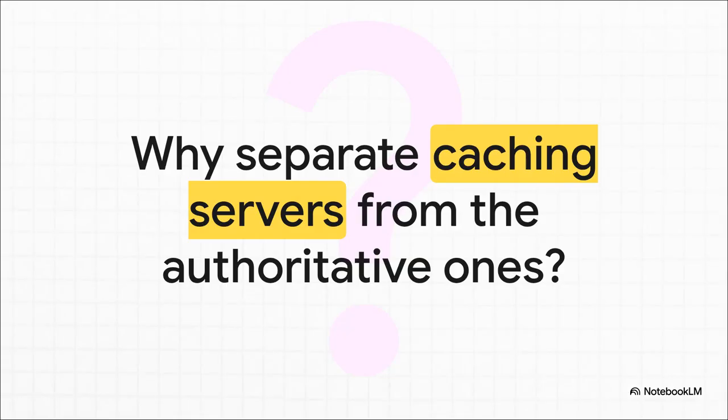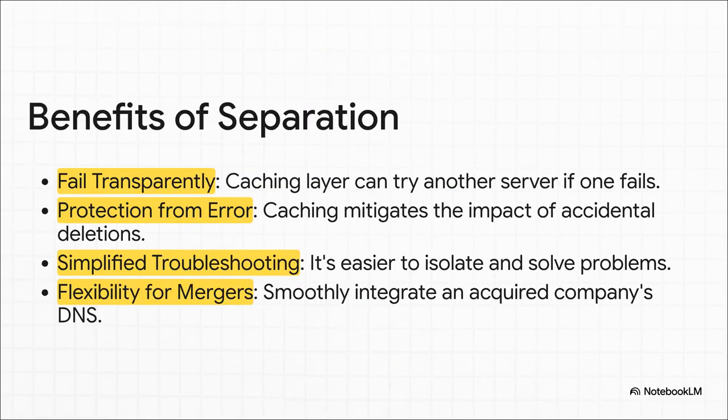Now you might be looking at that and thinking, okay, that seems a little complicated. Why go to all the trouble of having separate servers for caching, that recursive layer, and separate servers for holding the actual records, the authoritative layer? I mean, why not just put them on the same box? Well, it turns out there are some really, really powerful reasons for keeping them apart. Really, it all boils down to resilience.